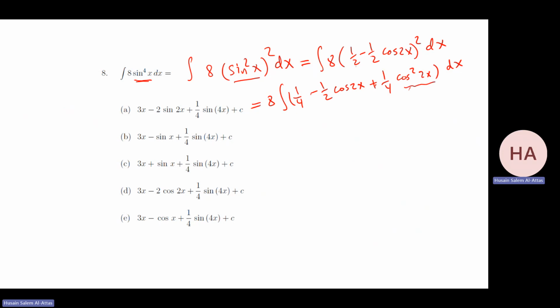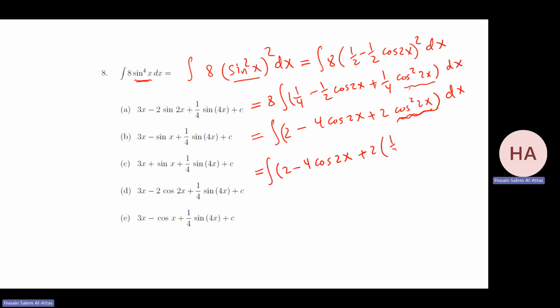I need to do this again. But before that, let me get rid of this 8. Multiply. I have 2 minus 4 cosine 2x plus 2 cosine square 2x dx. So I don't have fraction anymore. Now I need to do this again. So that gives me 2 minus 4 cosine 2x. I need to use double angle for this one. So it's plus 2 times half plus half cosine 4x, it will be in this case. Yeah, because the double of this. Just close this, dx.